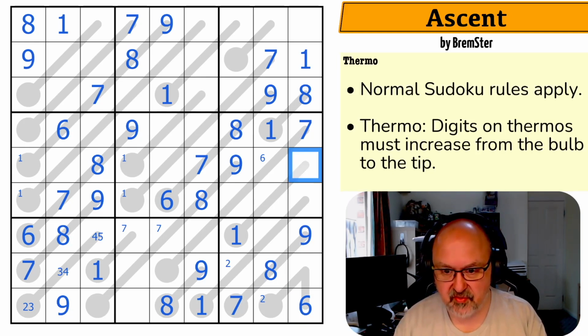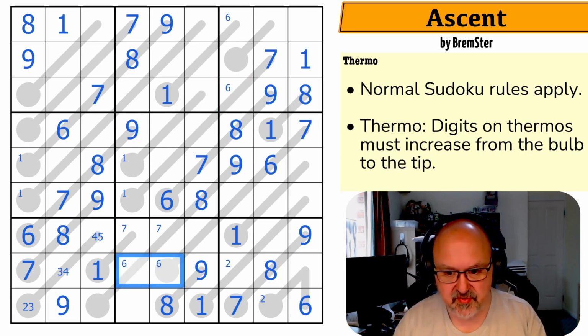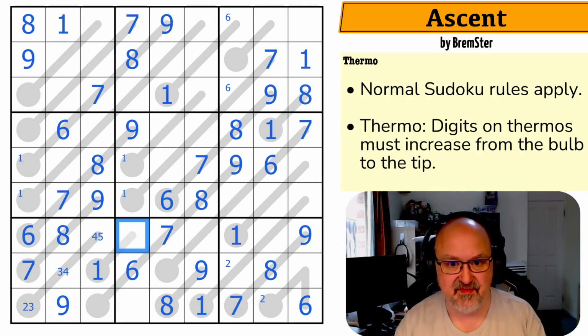Which means that's not the 6, this is the 6. 6 is in one of these three. This can't be the 6 because there's nothing higher than it, so 6 is in one of those two. Now, 6 is now in one of those two by Sudoku. That 6 means it's not there. This is a 6, which means that's the 7, this is not the 7.